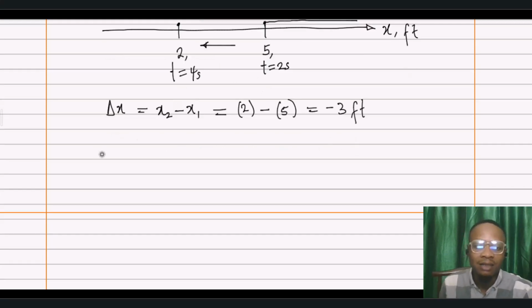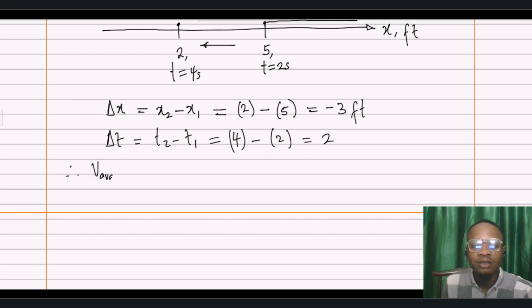All right. So that is delta x, and of course delta t would simply be the change in time. That will be t2 minus t1, which will always be positive. So t2 is 4 minus t1, which is 2. So this is just 2. Having obtained this, the average velocity v average is simply going to be delta x over delta t, which is going to be minus 3 divided by 2, with time in seconds. So this is basically going to give us average velocity equal to minus 3 over 2, that's minus 1.5 feet per second.